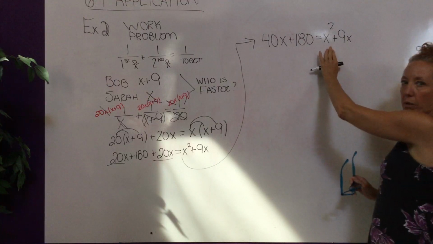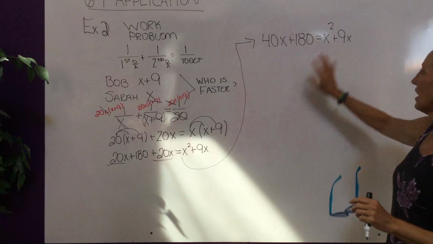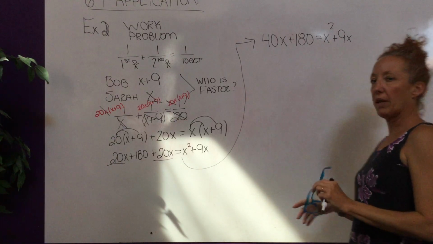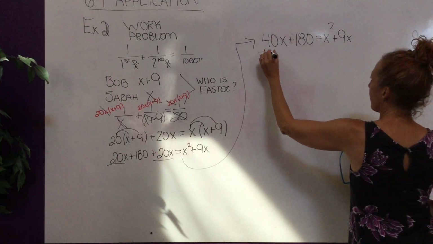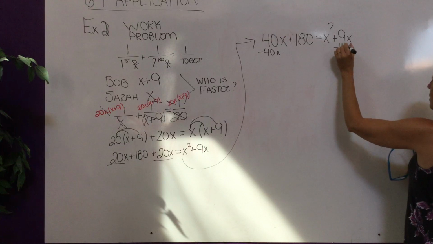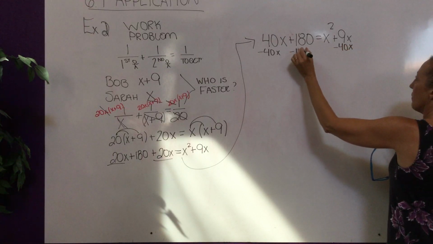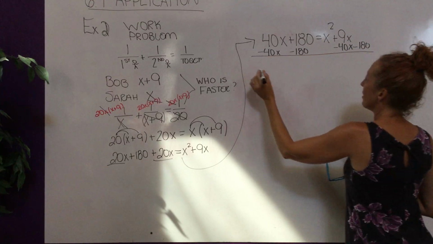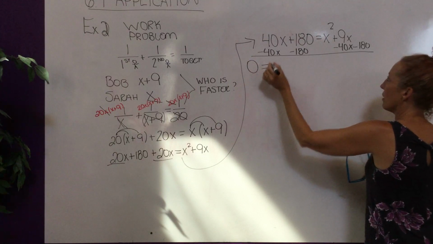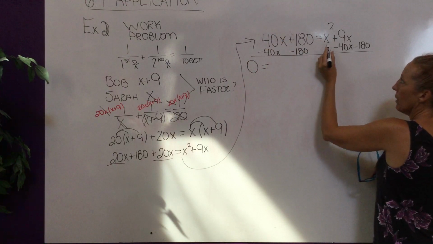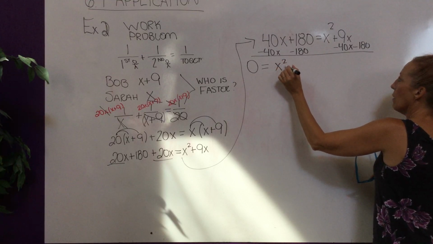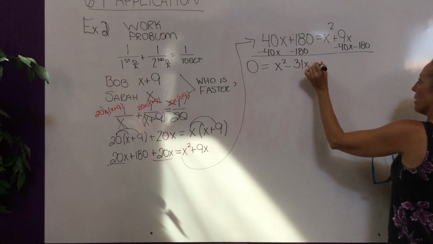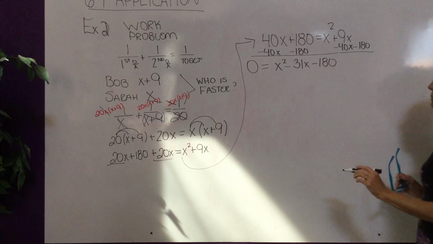I want to keep that x squared positive. So even though it's on the right and it's going to feel like it's a little bit backwards, I want to make sure I factor with that x squared being positive. So I am going to move this 40x to the right. And those are going to be like terms. I'm going to move that 180 over. Remember just the general rule, if you're positive on one side, you're going to be negative on the other. And so all of this is gone. So I'm left with x squared minus, I have a positive 9 and a negative 40. So minus 31x minus 180.